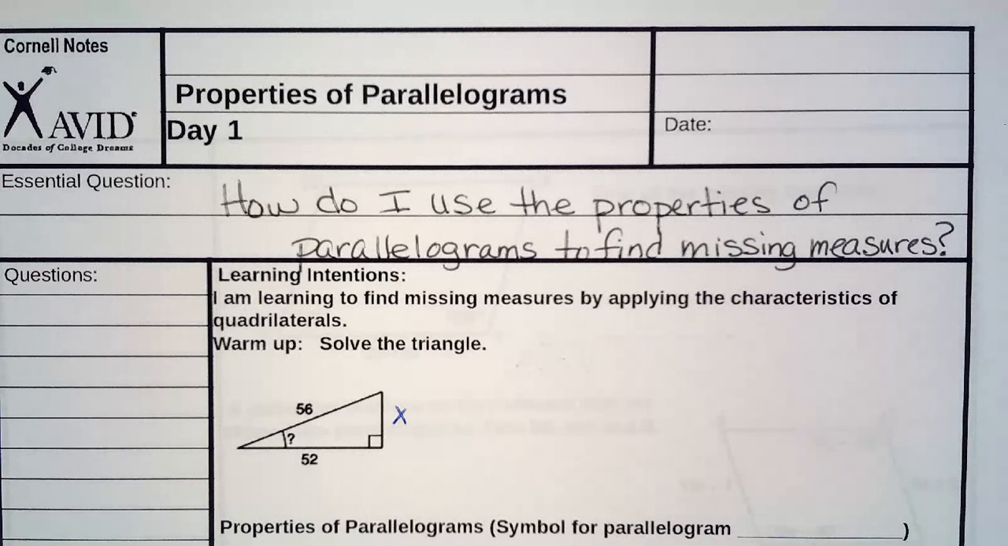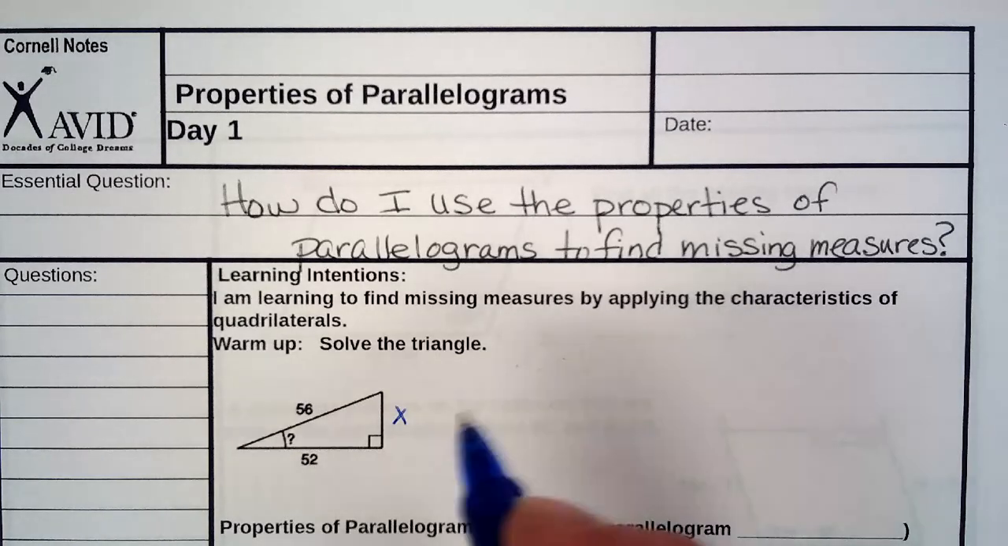So your warm-up question says to solve the triangle. That means you will find all the sides and the two missing angles. So pause the video and see if you can solve that triangle on your own. Well, I do hope you tried.